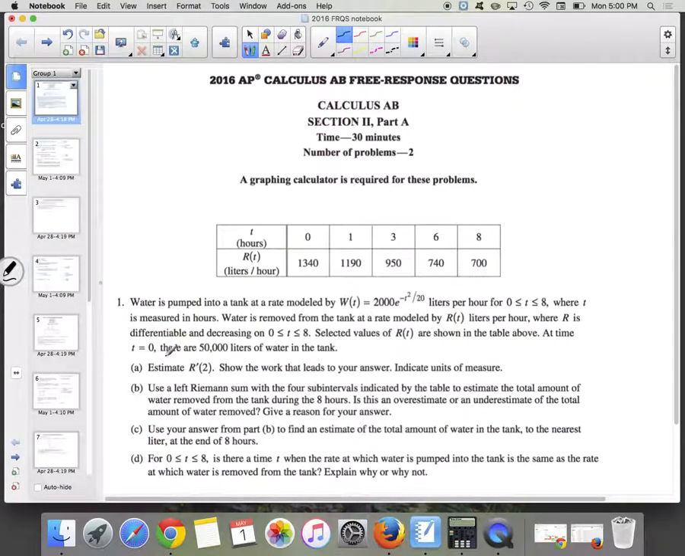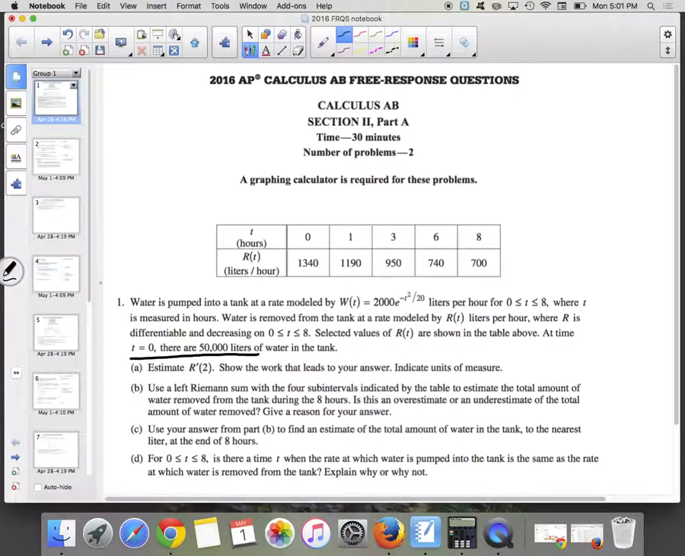So this is an initial value that's going to help us later on in the problem. A lot of times we'll have some kind of differential equation where this will allow us to solve for C, but in this case we'll be using it with the fundamental theorem of calculus. So part A says estimate R prime of 2.